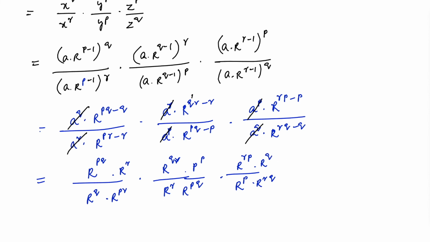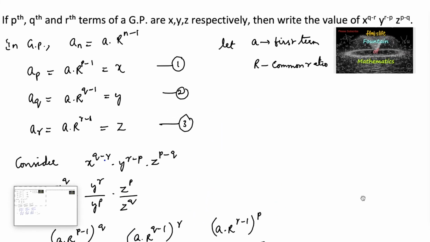So we can cancel the terms: r power pq, r power pq, and r power r, r power r, r power qr and r power qr, and r power rp, r power rp, r power q and r power q, and r power p and r power p. Everything gets cancelled, so the answer is 1. So we can conclude that finally the answer is 1.